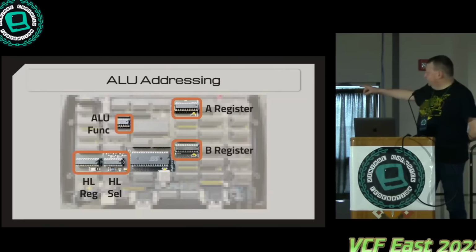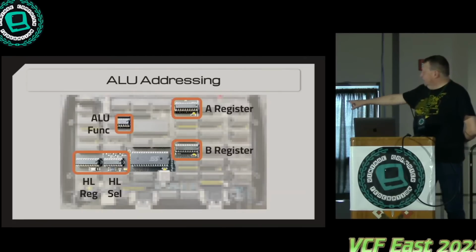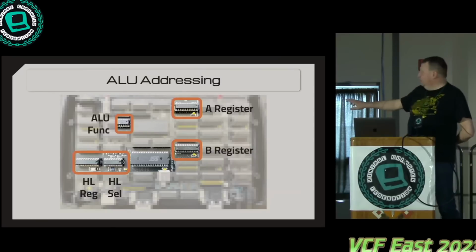So there's an accumulator, that's the A register, the pipeline is B. And then the HL register is basically an 8-bit register, but then there's this selector which selects one of the 2 nibbles. And then the ALU function comes through half of this chip. Those are the 4 bits.